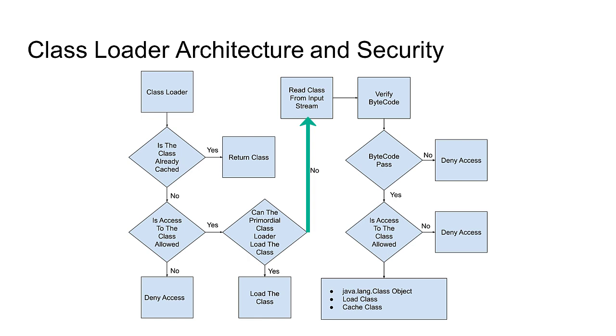If the answer is no, then the class is read from the input stream and is verified by the bytecode verifier. If the bytecode passes verification, we then again see if we have access to it. If access is granted, a java.lang.class object is created. The class is loaded and is cached. This is pretty much the process to load a class into the runtime environment.